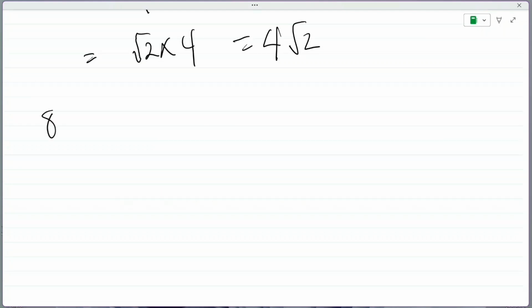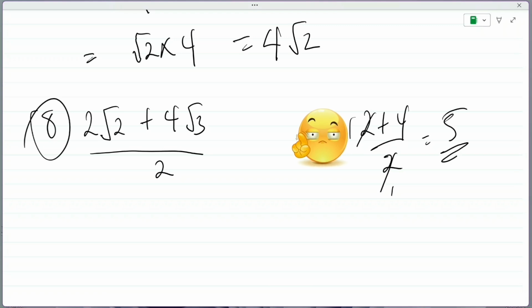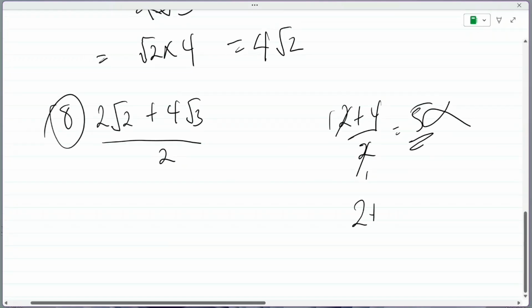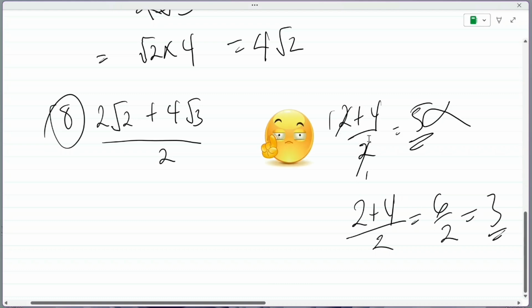Question 8. What if you have 2 root 2 plus 4 root 3 over 2? Now this works like you have 2 plus 4 over 2. You can't just say 2 into 2 is 1, 2 into 4 is 2, 1 plus 4, that's 5. It's wrong. In this case, you have 2 plus 4 over 2. 2 plus 4 is 6 over 2. 6 over 2 will give you 3. You see, you get a different answer when you add them before dividing than when you divide with addition present, and the same applies to subtraction. You can't do this.